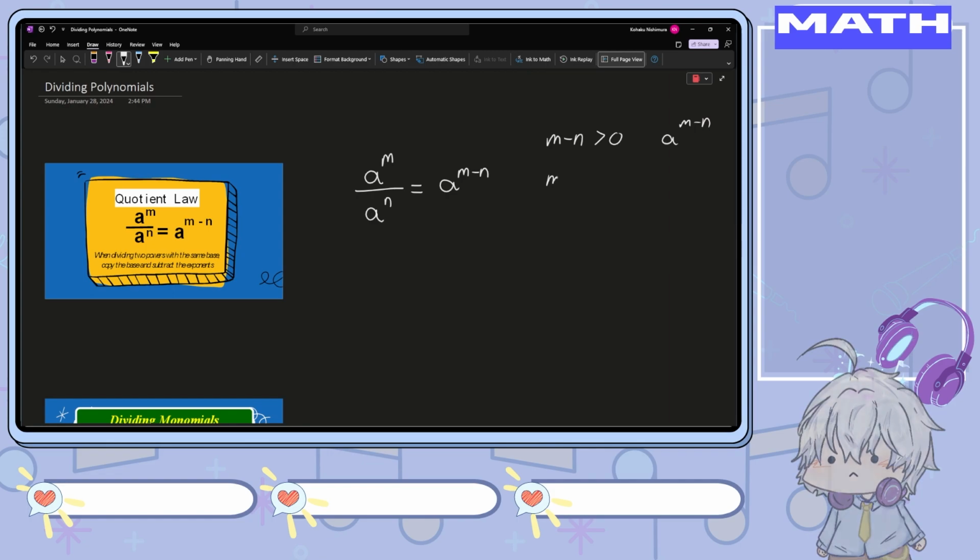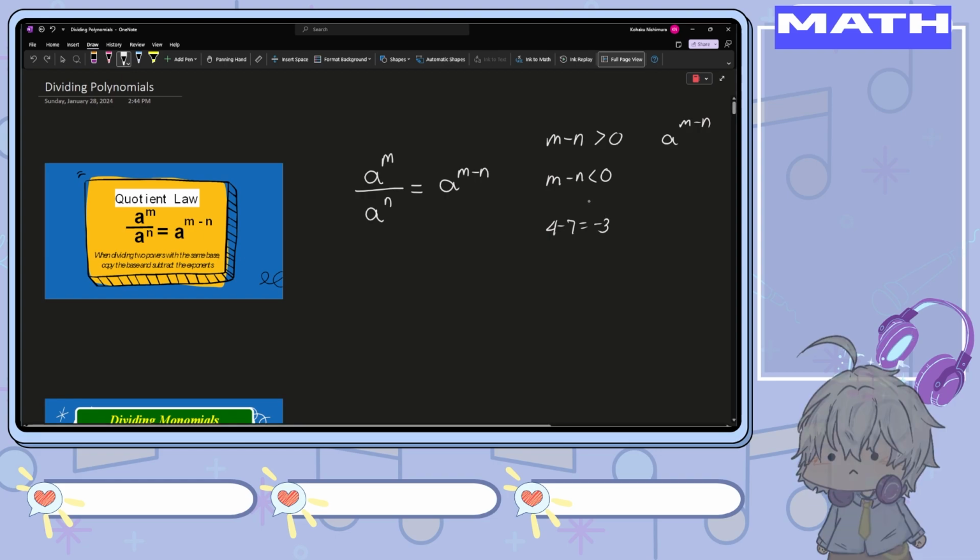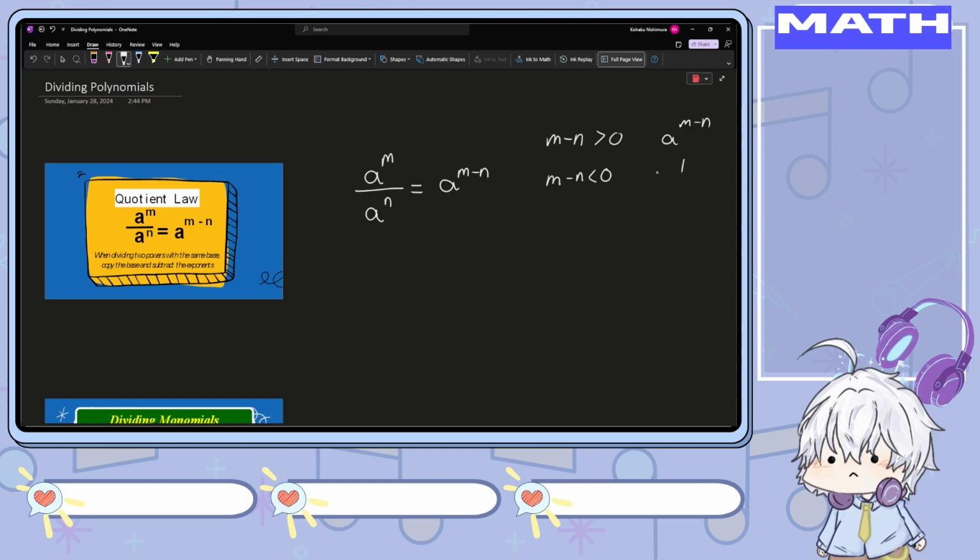Case number 2, if m minus n is less than 0, let's say we reverse that. 4 minus 7 is equal to negative 3, and negative 3 is less than 0, right? Thus, we write 1 over a to the n minus m, so that we write that in the denominator. Because there's another law, which is the negative exponent law. If we see a raised to negative m, we write that as 1 over a raised to the positive m.